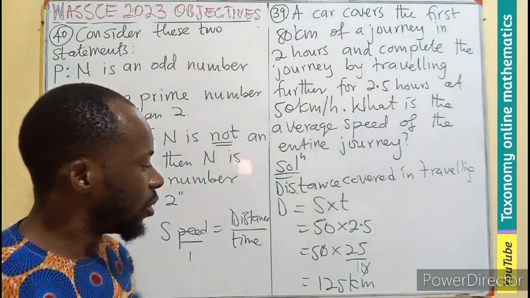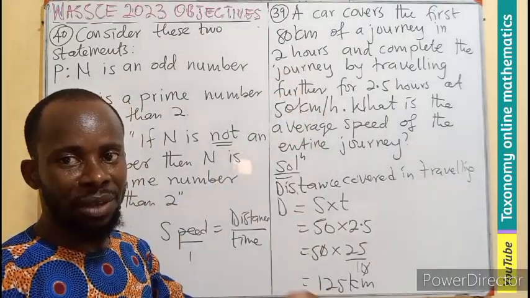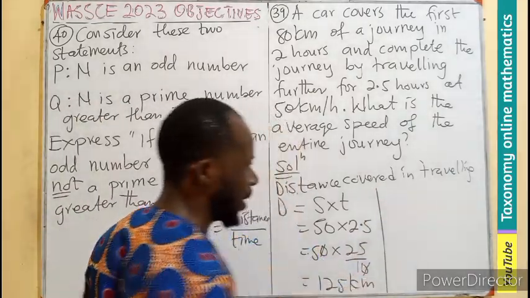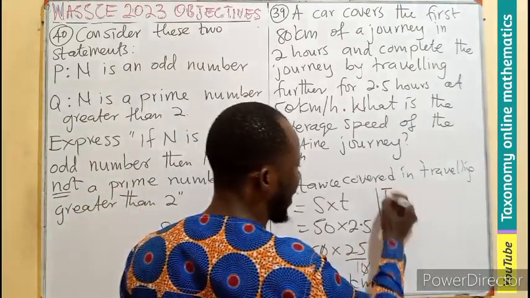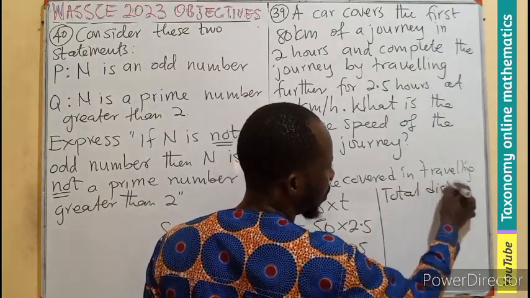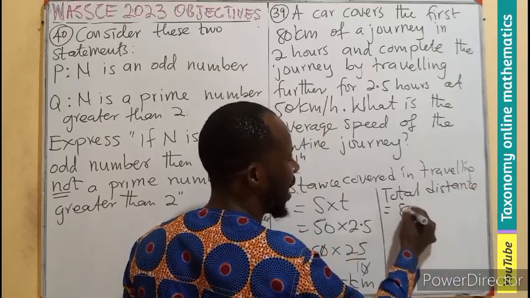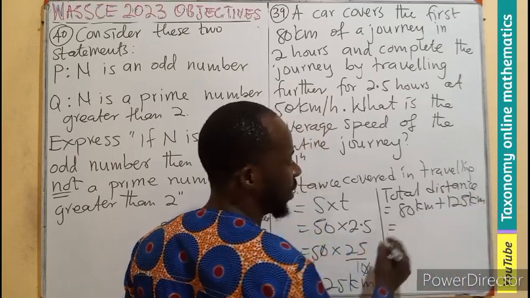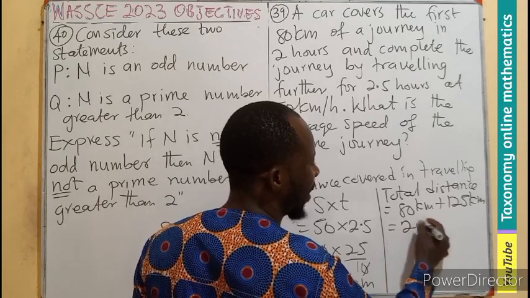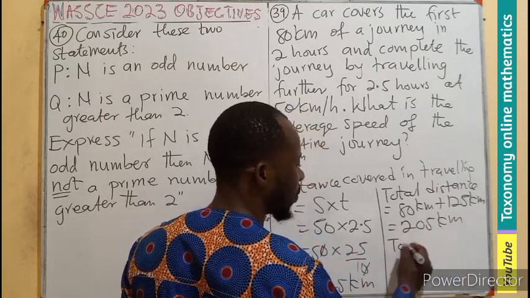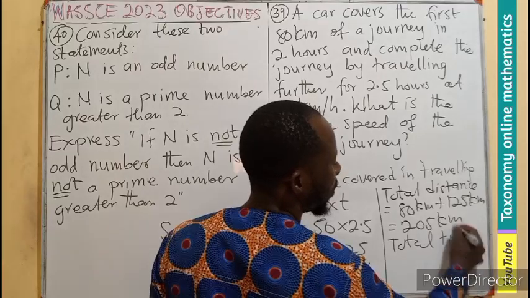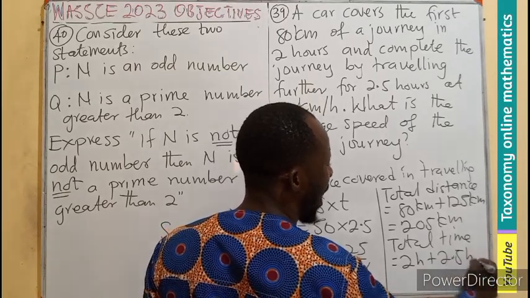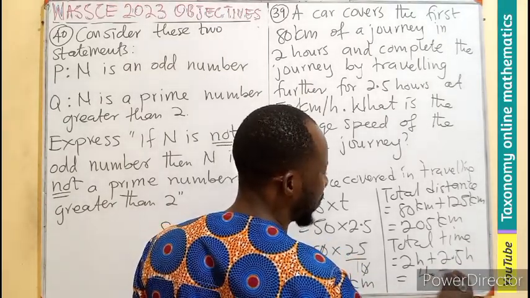That's the distance covered. So we know the two distances. We know the time in the two cases. So finding the speed won't be a problem. Let's manage this small part of the board. We know total distance is going to be the 80 kilometers plus 125 kilometers, and that will be 205 kilometers. The total time taken will be 2 hours plus 2.5 hours, and I believe we get 4.5 hours.